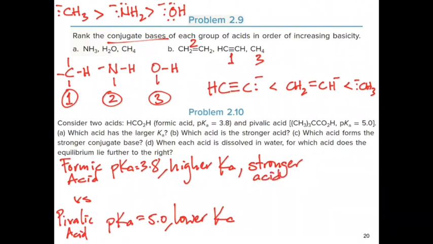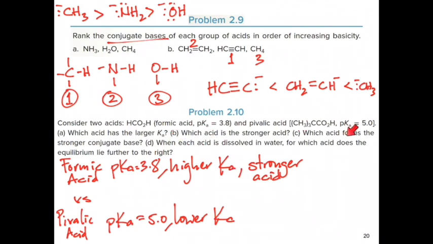So that basically answers question C. Question C is asking which acid forms... answers question B here. It says which acid is the stronger acid? That would be the formic acid because it has a higher Ka value.